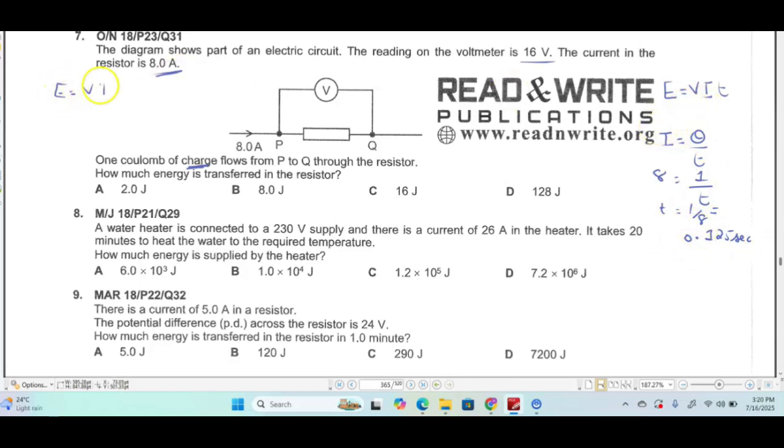Once we have the time, we can put in the values in this formula. E is equal to VIT. V is 16, I is 8, and time we've just taken out to be 0.125. So this gives our answer as 16 joules. Okay? So this is our correct option.